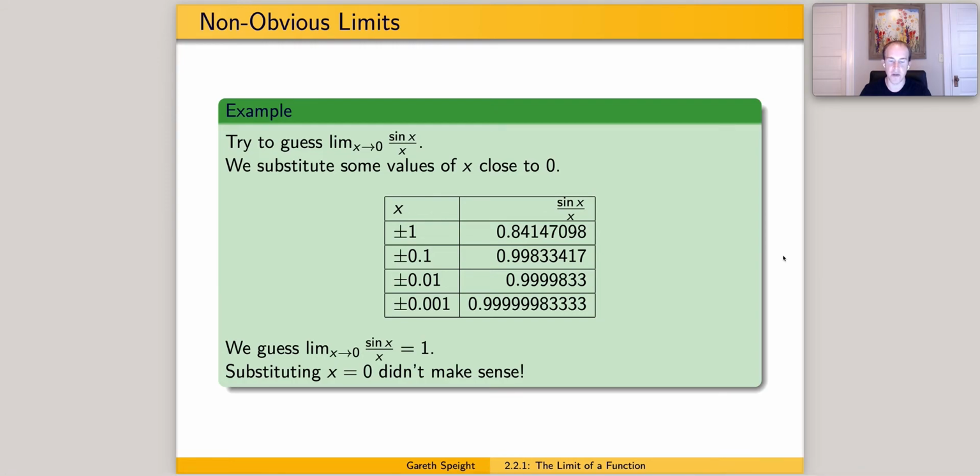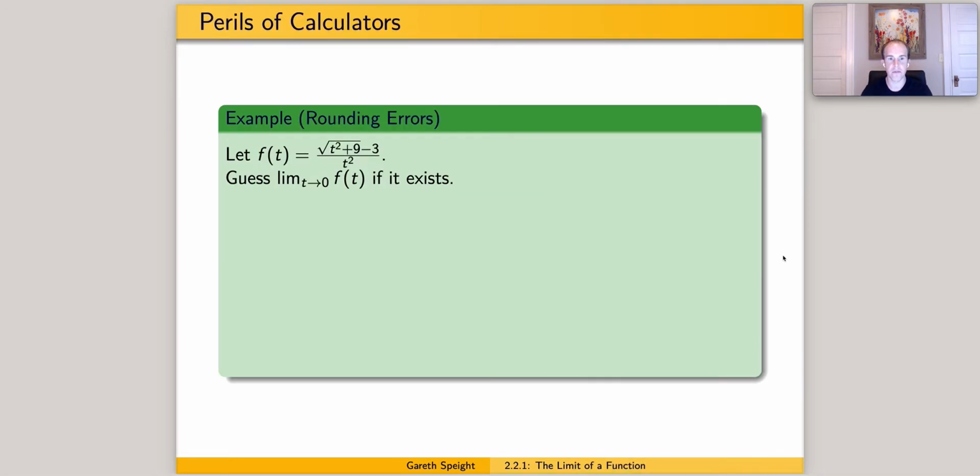But here substituting didn't make sense. So there are going to be some simple examples where substituting does make sense, and we'll understand later which ones those are. But there are also going to be a lot of examples where you cannot just substitute. So it's really important with limits that we don't care what happens at the value that we're taking the limit to. We have to look at what happens for nearby values of x. Okay, so those were two relatively straightforward examples where we could use calculators.